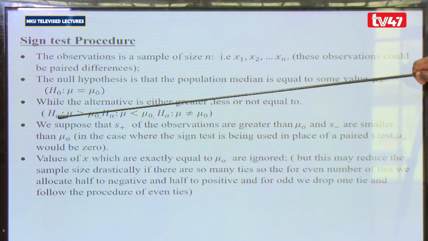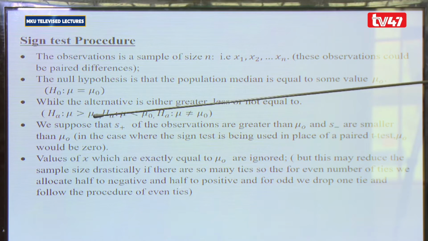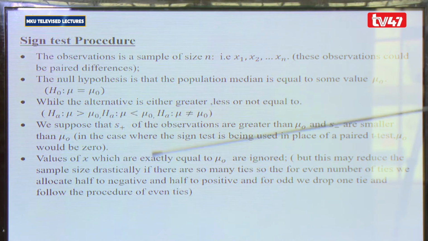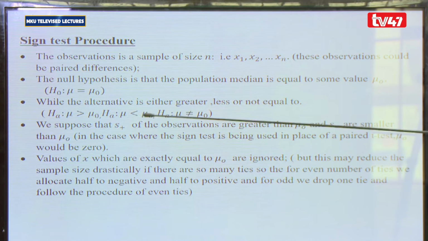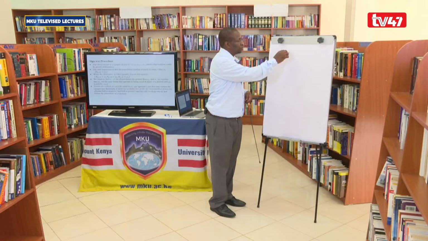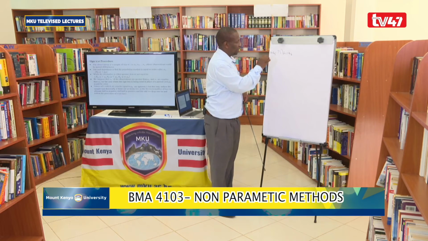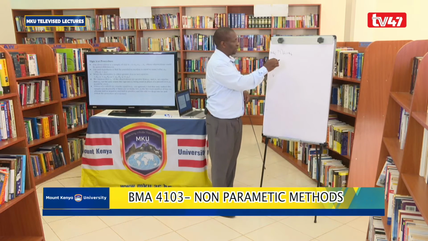So we have H1, the alternative hypothesis. The median is greater than the median mu naught, or the median is less than mu naught, or the median is not equal to mu naught. When we talk of not equal to, we mean it is non-directional; it could be greater, it could be less. Now, suppose that S plus is the number of these observations greater than mu naught. So we have a set of data. We have marks for subjects. These are subjects 1, 2, 3, 4, say for example, and these are the marks.